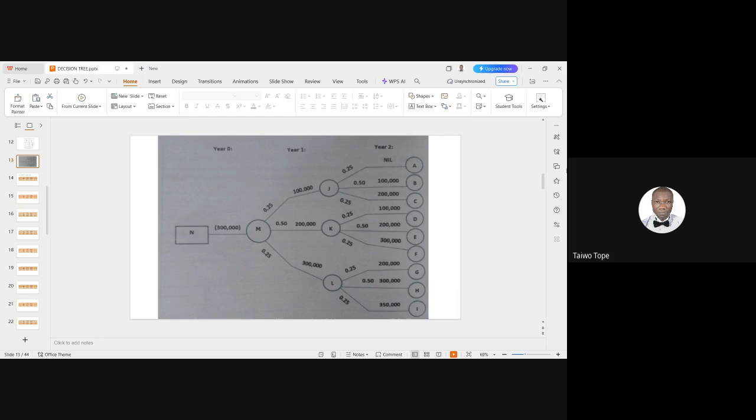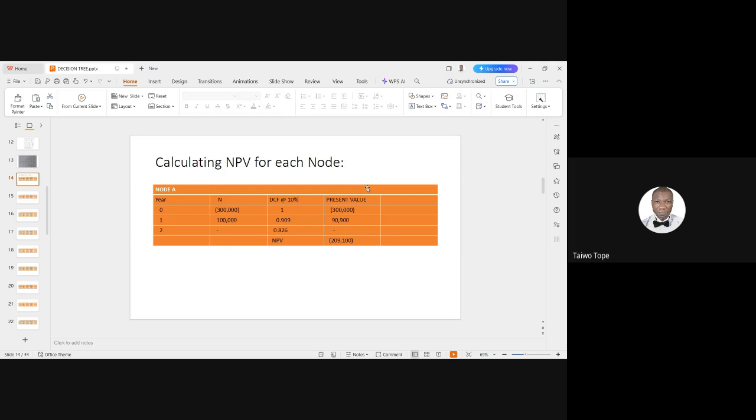For not B, you do the same. What is the probability? The question is specific. So the probability will be what? 0.25 multiplied by 0.5 is 0.125. So in terms of percentage, it will be 12.5%. So for C, you do the same. For D, you do the same.